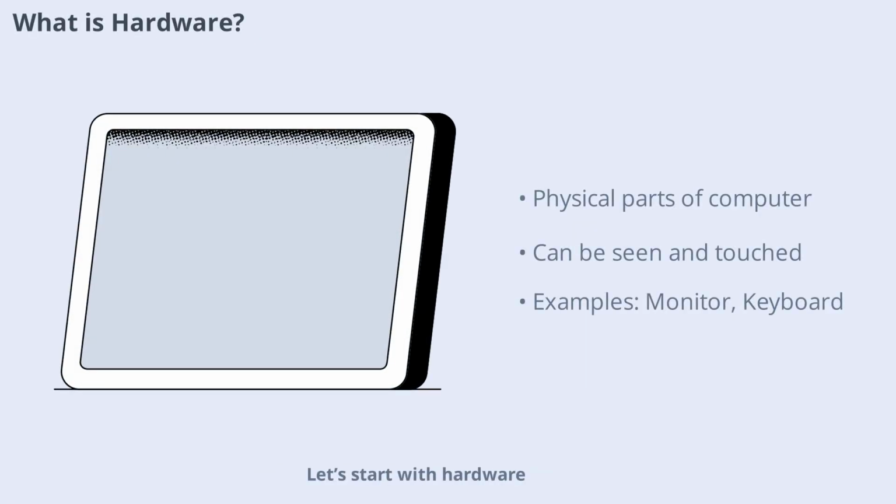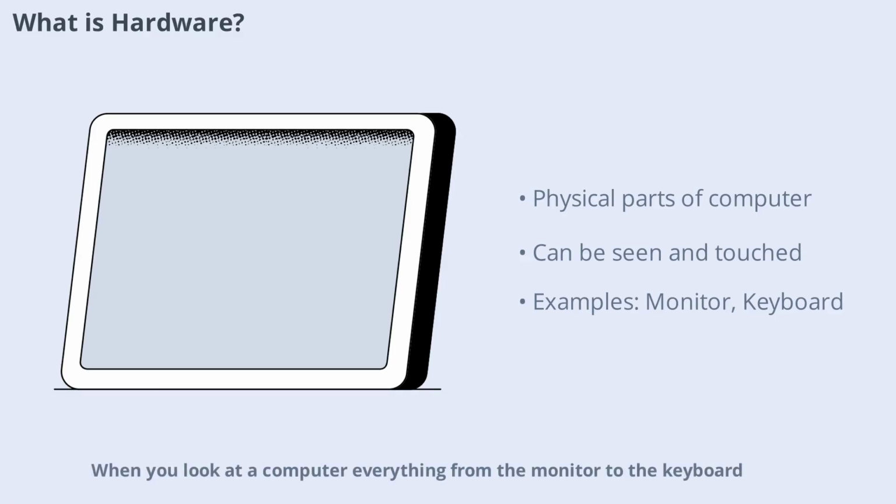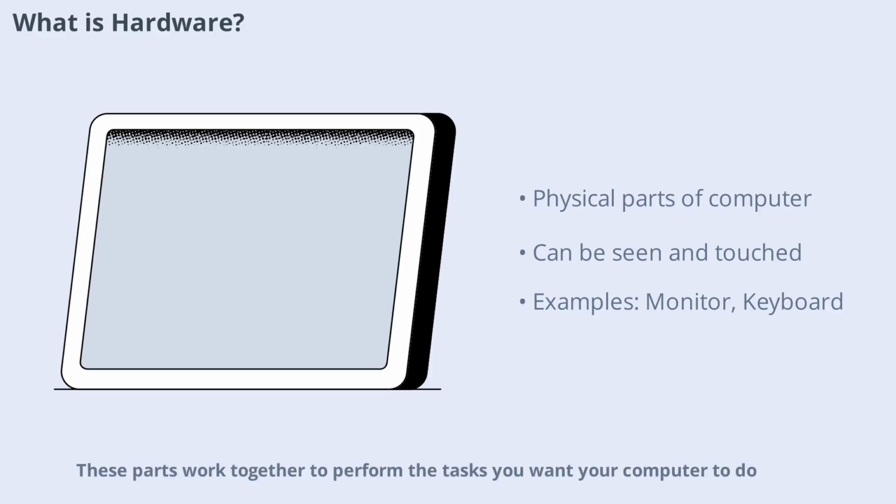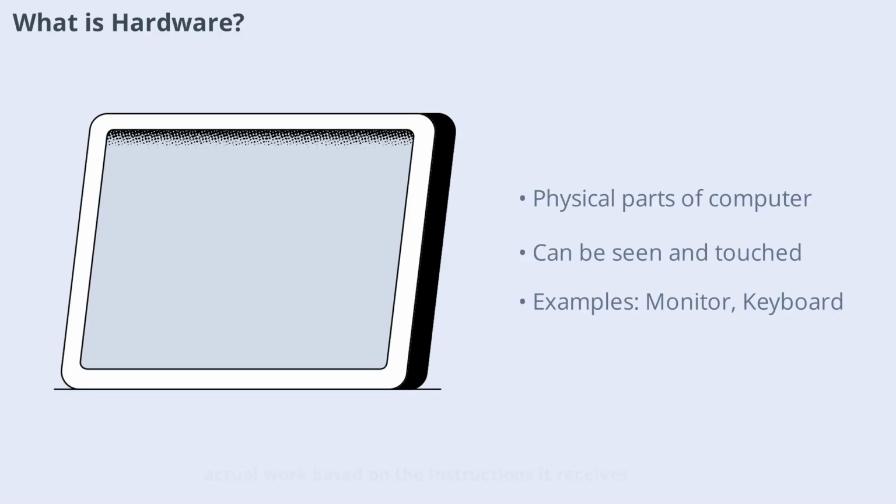Hardware refers to all the physical parts of a computer system. These are the components you can actually see and touch. When you look at a computer, everything from the monitor to the keyboard, the mouse, the CPU, and even the hard disk are considered hardware. These parts work together to perform the tasks you want your computer to do. Without hardware, there would be nothing for you to interact with. Hardware is essential because it carries out the actual work based on the instructions it receives.